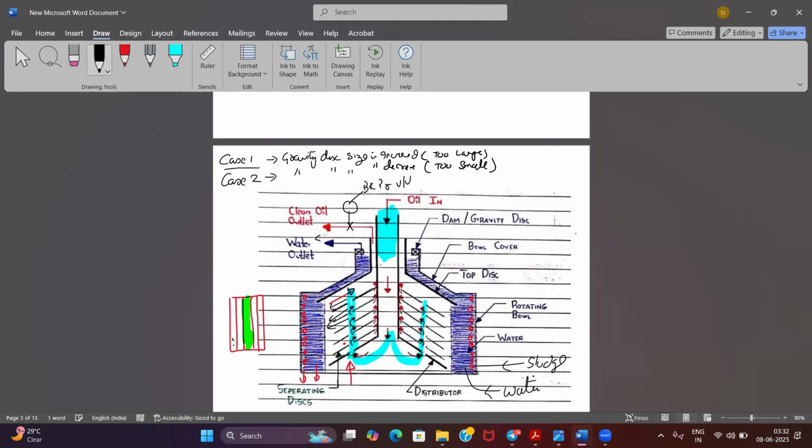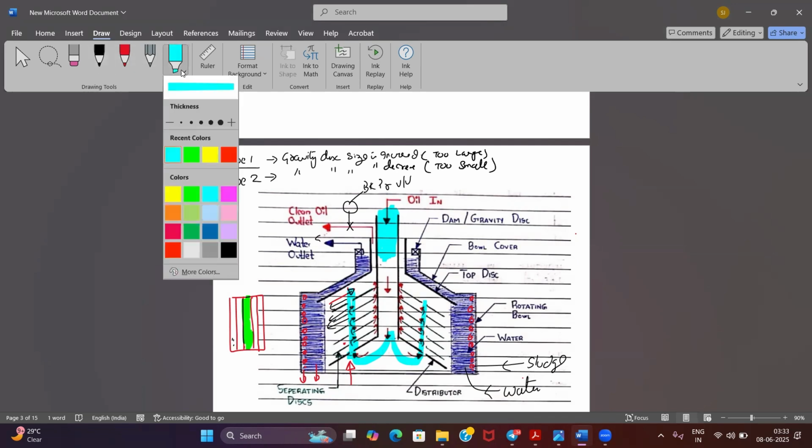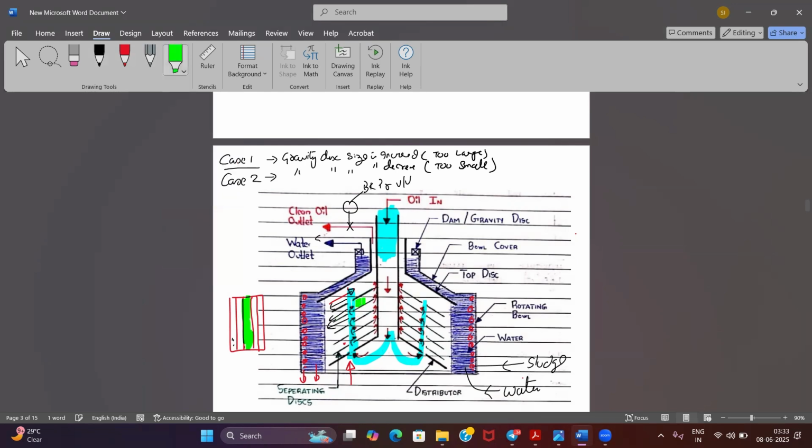So it will be pushed outward, separating out the water content and the moisture, your solid content, from the dirty liquid. And finally, what we will achieve is clean oil that will be going inward, and it will be coming out from the clean oil outlet. This is my clean oil outlet from where my clean oil will be coming.